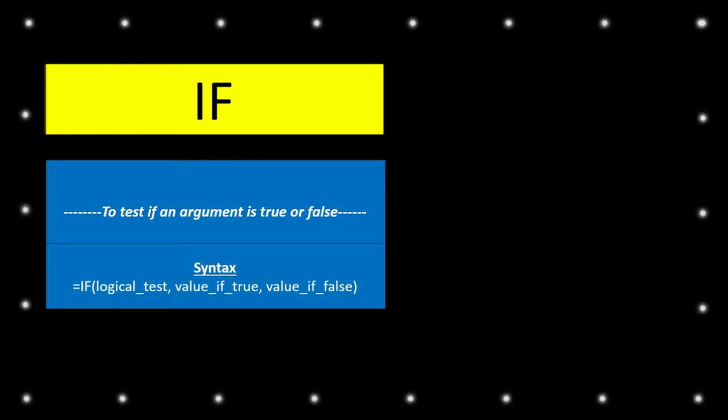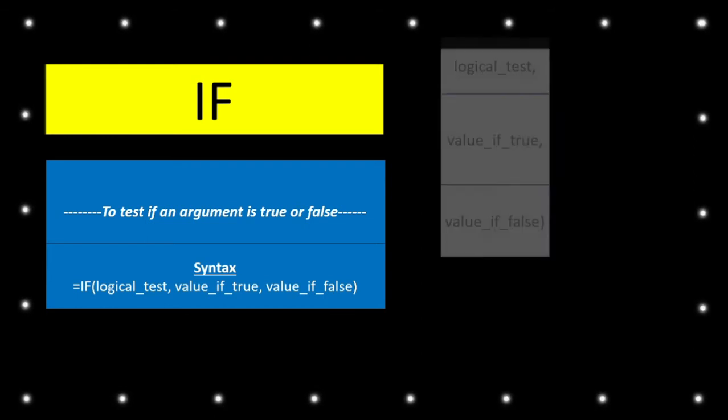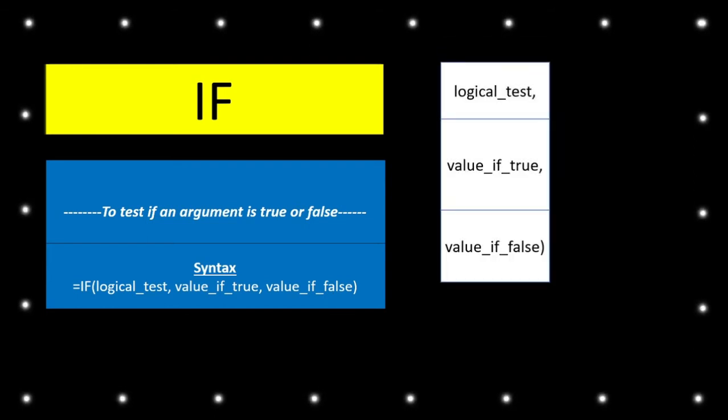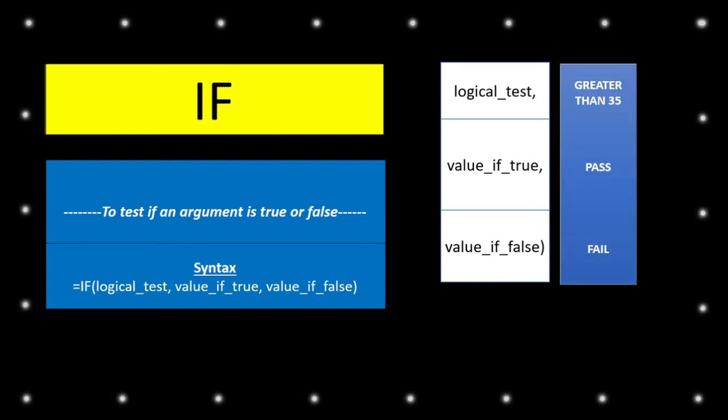If you see, the syntax has three different categories. One is the logical test. What if the value is true? What if the value is false? There are three categories. Now let's try to understand these three categories. Logical test, what if it is true, what if it is false. In the logical test, we will be giving the condition. If the condition is satisfied, what kind of message do you want? If the condition is not satisfied, what kind of message do you want?